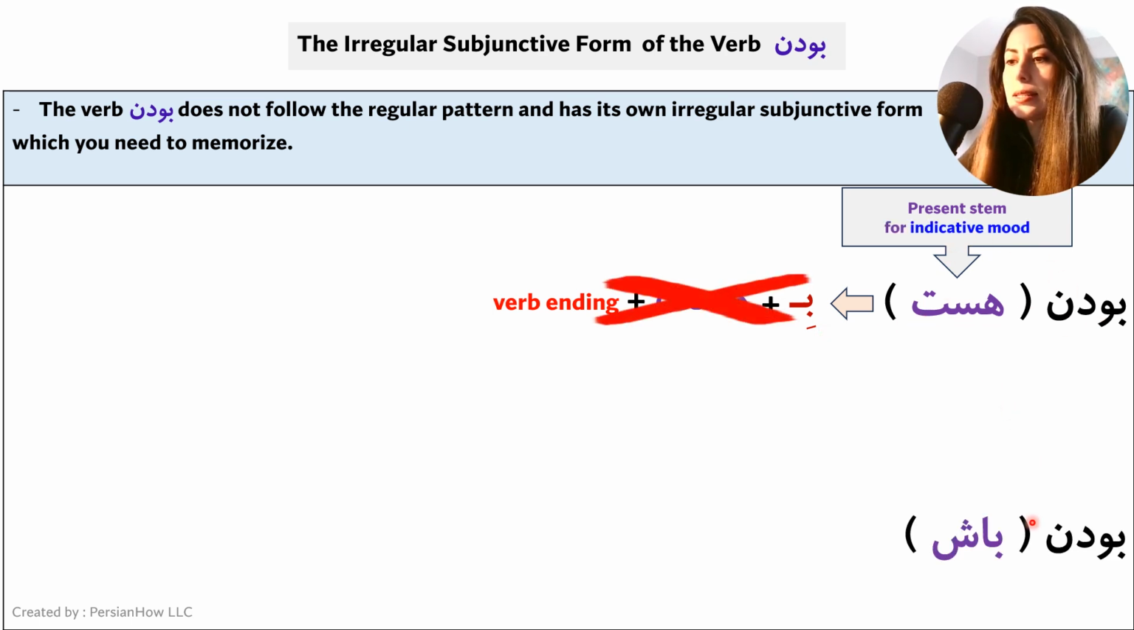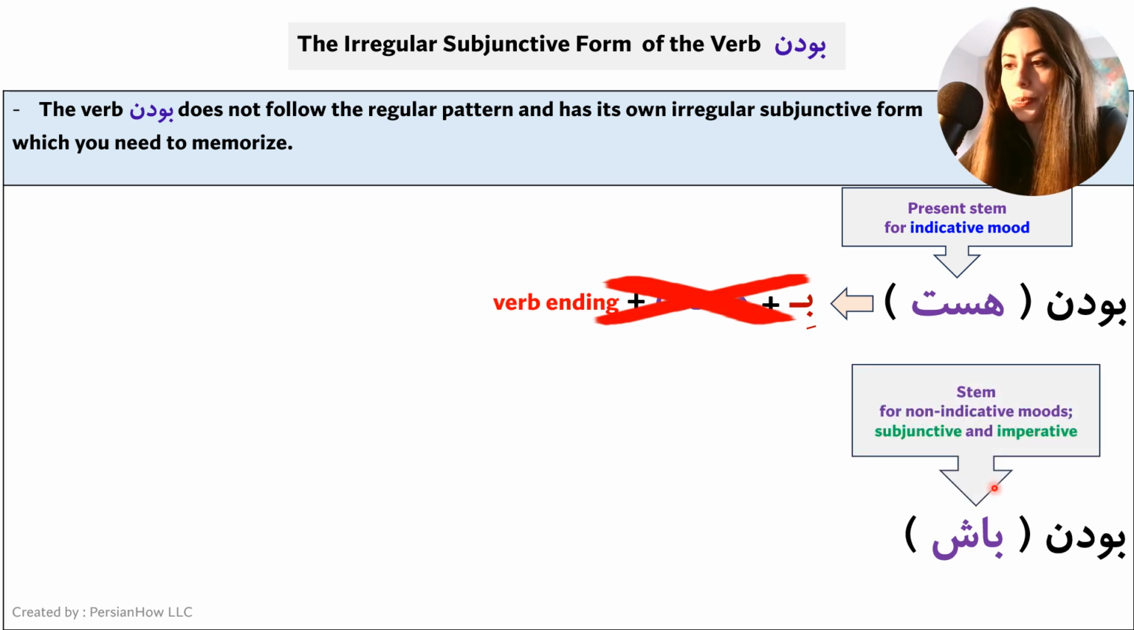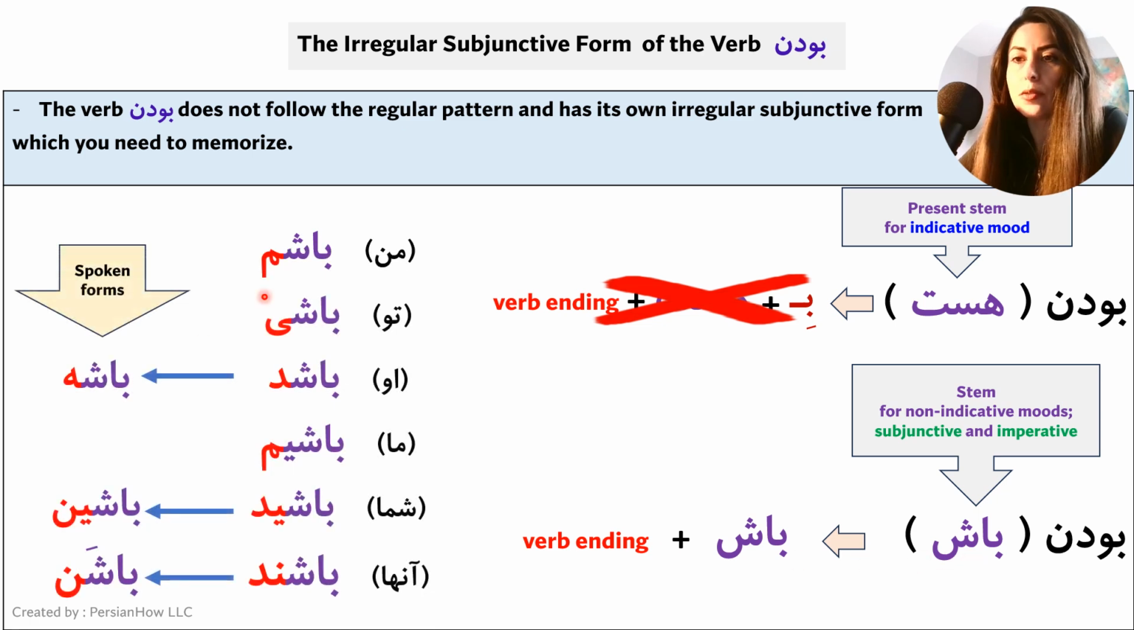And instead, we need to use باش. So باش is the stem for the subjunctive and imperative mood. Hast is the stem for indicative mood. That's why we use باش. And then we need to conjugate it. For example, باشم، باشی، باشد، باشیم، باشید، باشند. And باشد, the spoken form is باشه, باشید is باشین, باشند is باشن.